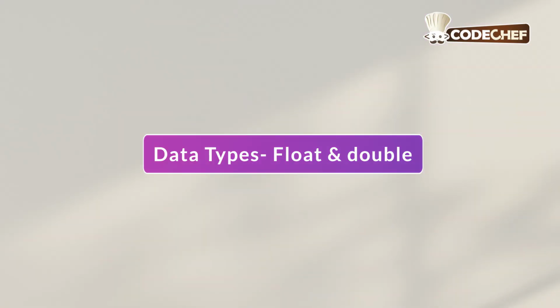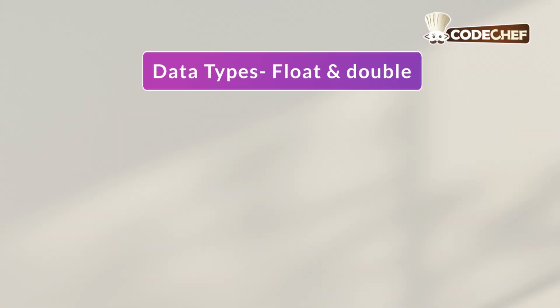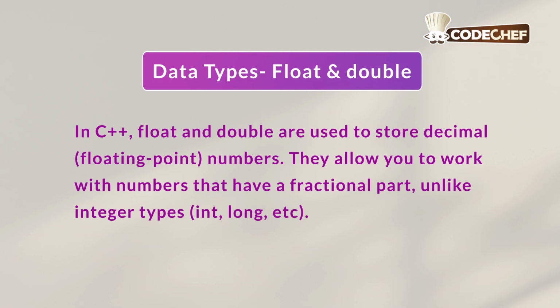Let's start with float and double. In C++, float and double are used to store decimal or floating point numbers. They allow us to work with numbers that have a fractional part, unlike integer types like int, long, etc.